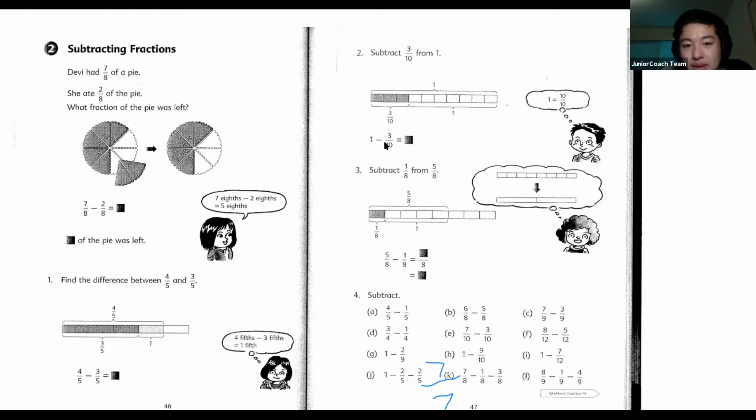So yeah, subtract 3 over 10 from 1. You can see 1 is 10 over 10. So 10 over 10 subtract 3 over 10. 7 out of 10. Right. That is exactly right.